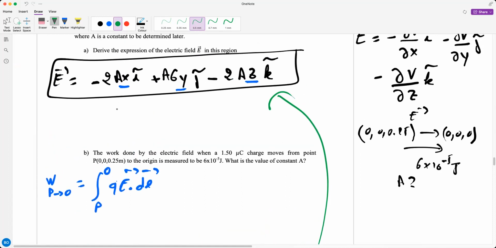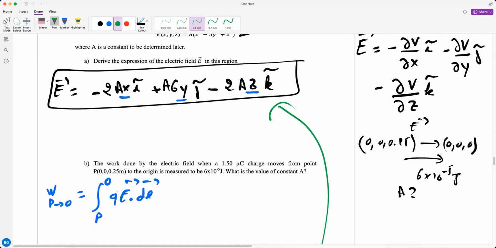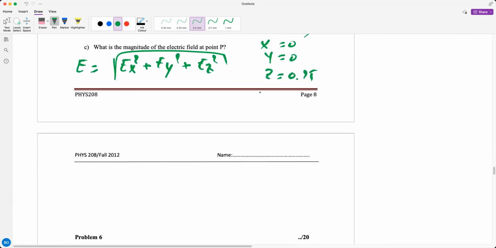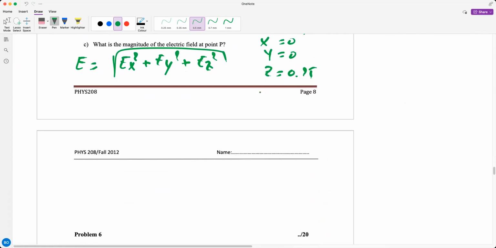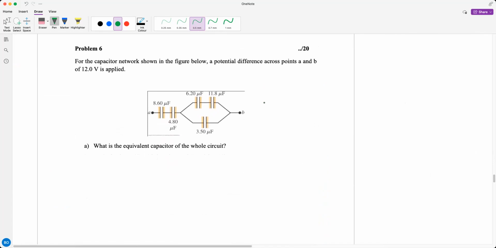So x is equal to 0, it goes. y is equal to 0, it goes. And what you will have is the absolute value of 2Az. We already calculated A from the previous question, and z is equal to 0.25. Any question? Is this clear for everyone? Yes. Okay. So we go to the last problem, which is the capacitors.